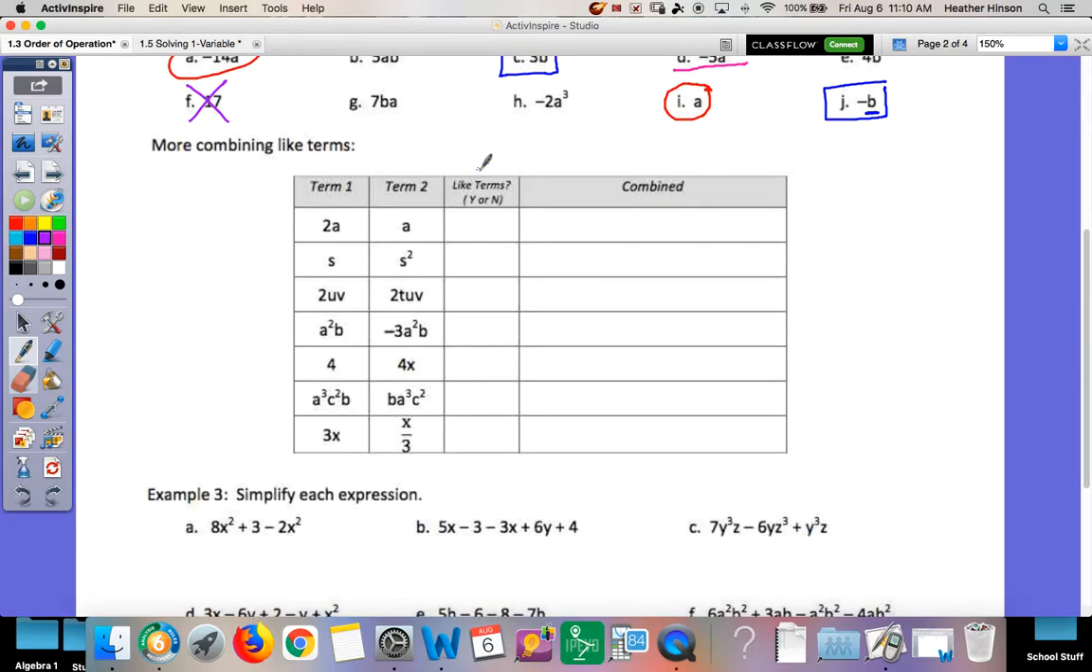So, let's see if these are like terms. Remember, it has to be the same variable, same exponent. For 2a and a, are they the same variable and same exponent? Yes. So if we combine them, let's just add them up. 2a plus a. We combine the coefficients in the front. This one has a 2. This one doesn't have a number, but it's an understood 1 because there's literally one a right here. So what is 2 plus 1? That is 3, and just bring your a over.